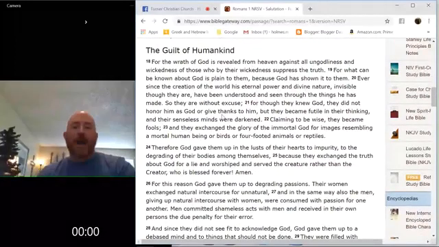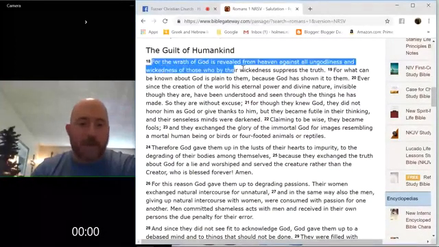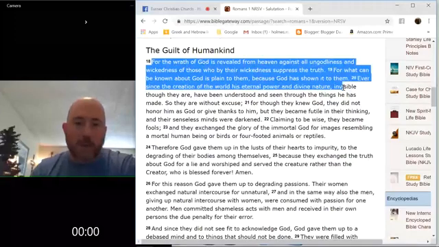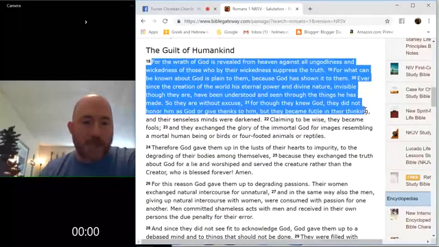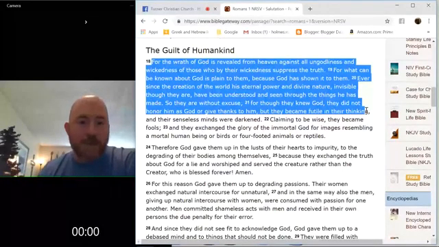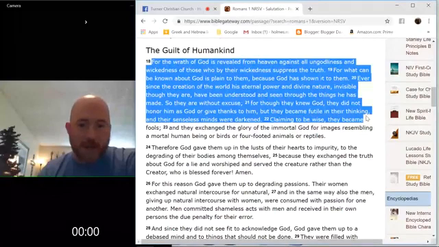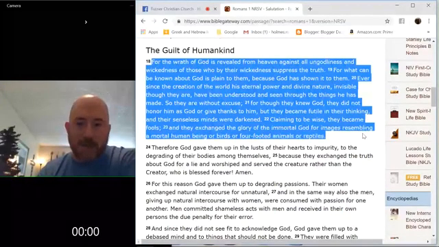where it says, for the wrath of God is revealed from heaven against all ungodliness and wickedness from those who by their wickedness suppress the truth. For what can be known about God is plain to them, because God has shown it to them. Ever since the creation of the world, his eternal power and divine nature, invisible though they are, have been understood and seen through the things he has made.